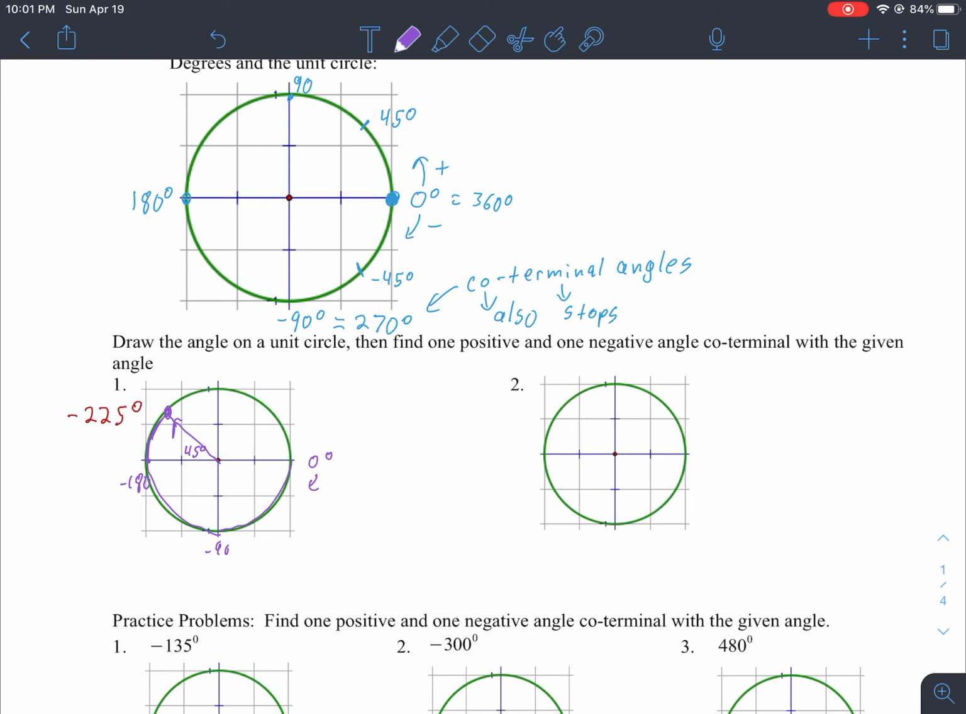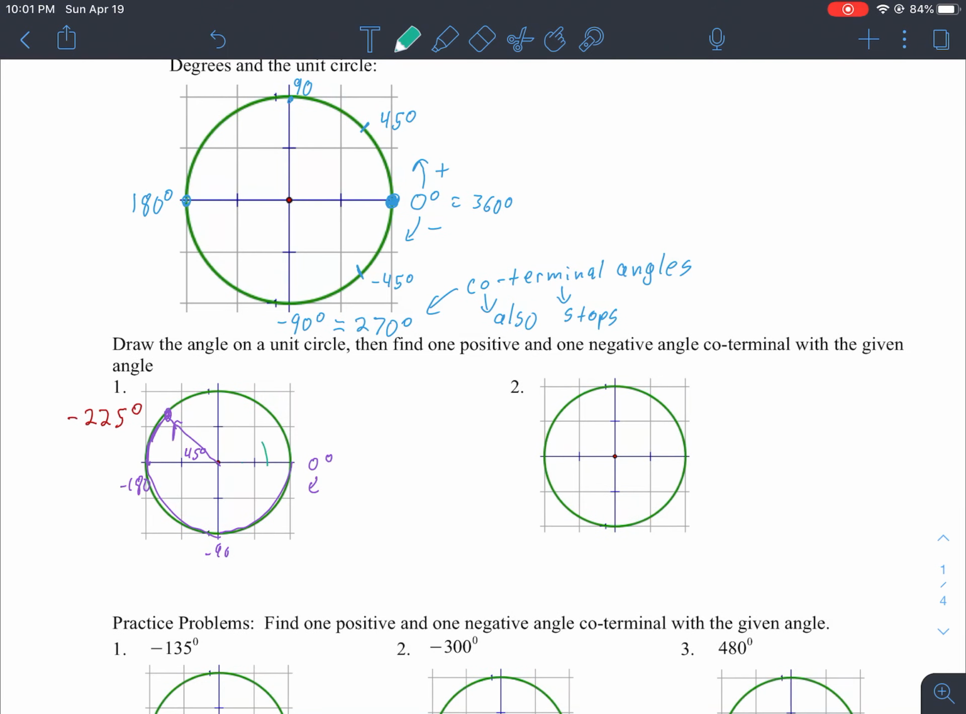All right, to find something else that stops there, let's go on the positive one. Okay, so from starting here, going this way, that's positive 90 and 45 more. So 90 plus 45 is 135. So that stops there. Now we have to find another negative angle. Well, isn't the negative angle just negative 225? No, that's the problem. So if we want to find another negative angle, let's see what we could do.